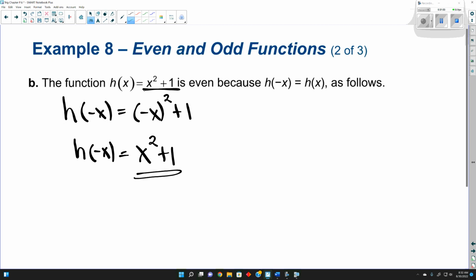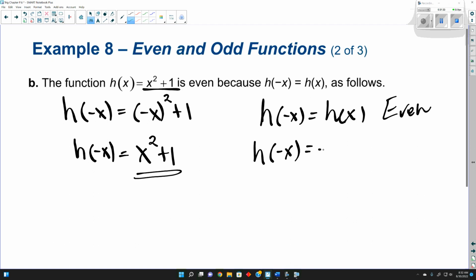That's really all we're doing. We're plugging in negative x first into all the spots, simplifying, and seeing if it matches up to the original function. If it does, then it's even. If it doesn't, then we check the negative of that function. We apply the negative through and see if that matches the negative x plugging in. So here, is h of negative x the same as h of x? If yes, it's even. If not, we can see, does it equal negative h of x? And if it does, then it is odd.